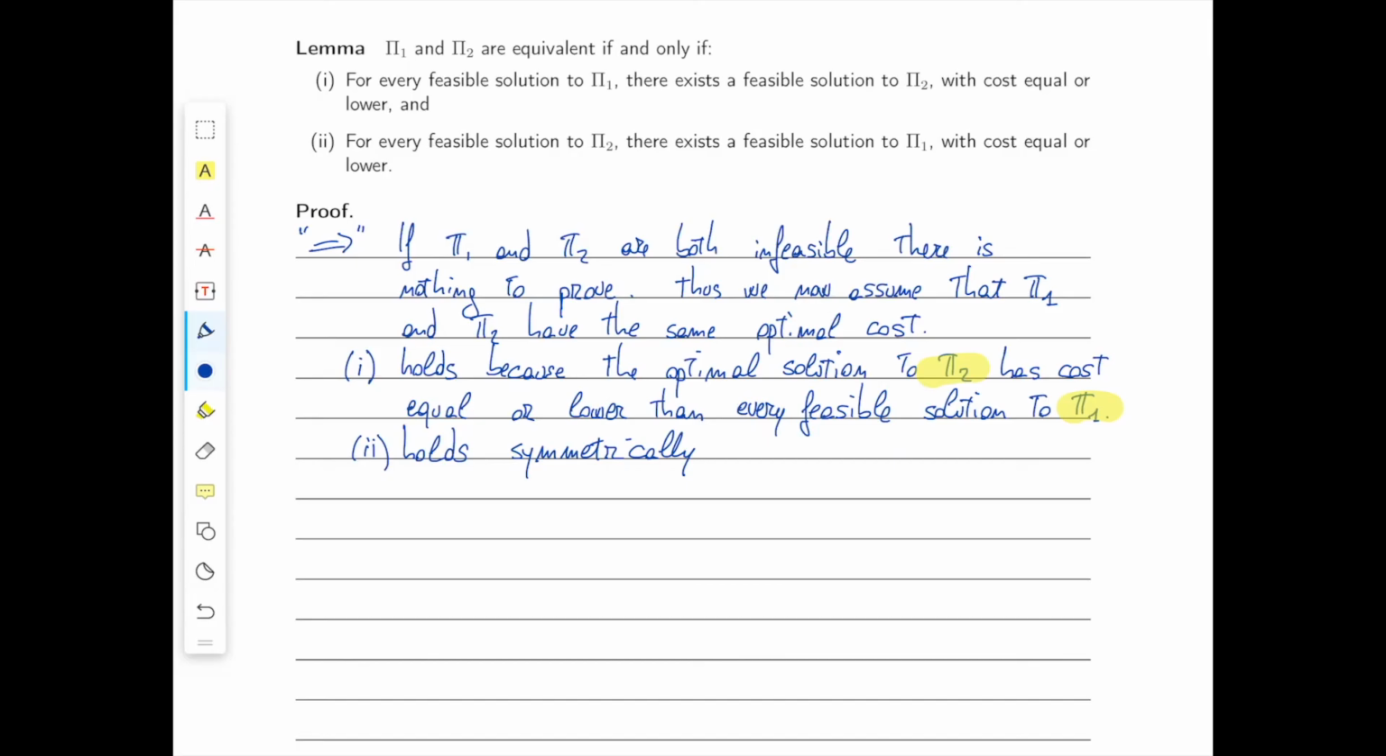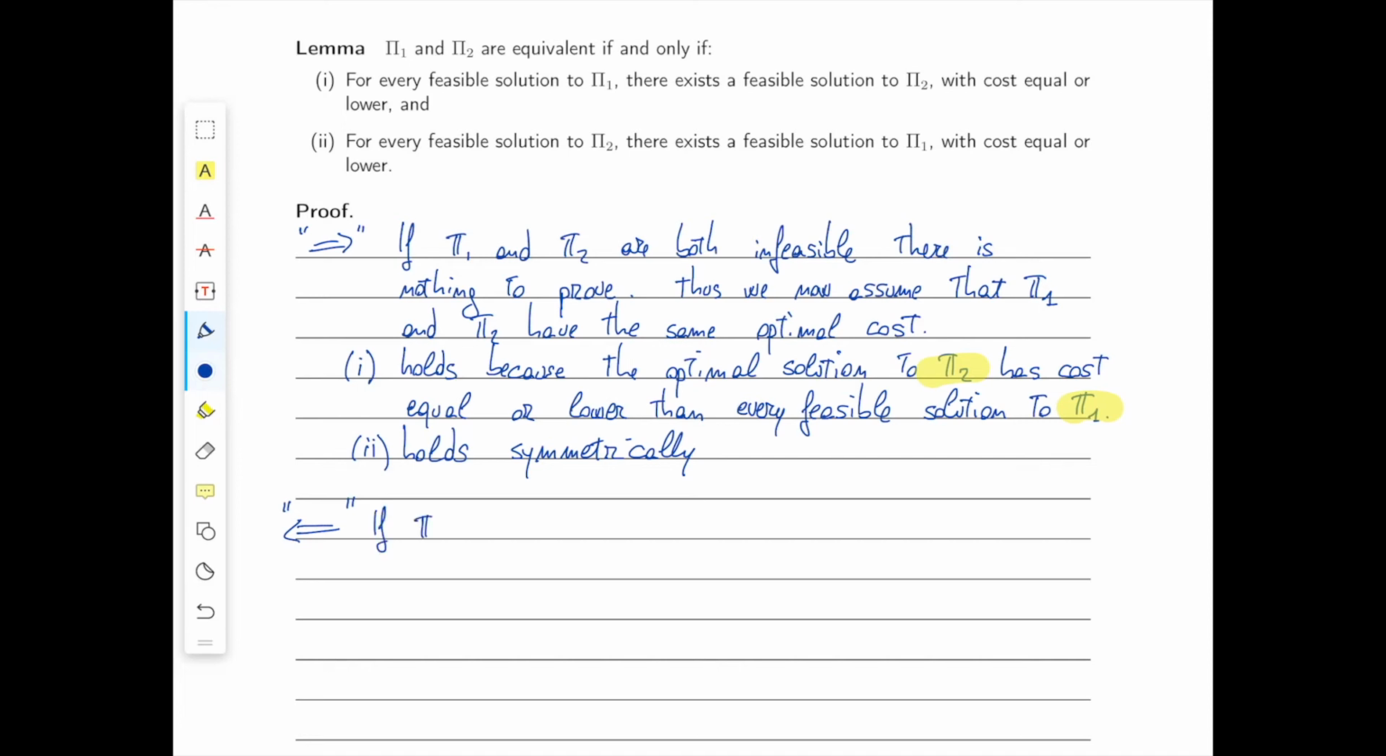What we have to do now is to prove the reverse implication. So here we're assuming that 1 and 2 hold, and we have to show that pi1 and pi2 are equivalent, meaning that they're both infeasible or they both have the same optimal cost. So let's start with the case where pi1 and pi2 are both infeasible. In this case, of course, we're done, and therefore we can, in the remaining part of the proof, assume that at least one of them is feasible. And without loss of generality, we can assume that pi1 is feasible. Let me write it down.